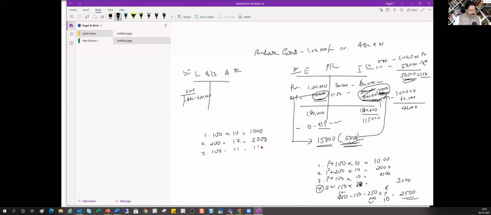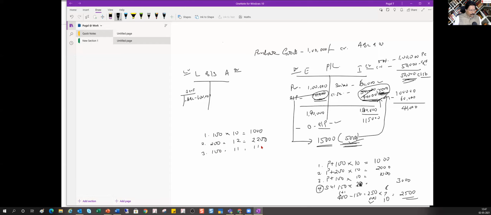Now let us say again in the fourth instance, I have sold 150 numbers at 20 rupees, which is 3,000 rupees. Now what is the closing stock quantity that I'm holding? The closing stock quantity that I'm holding is, yes, 250 numbers.